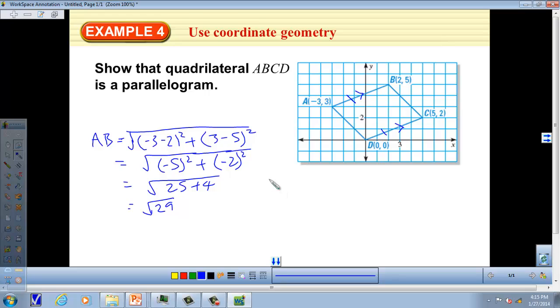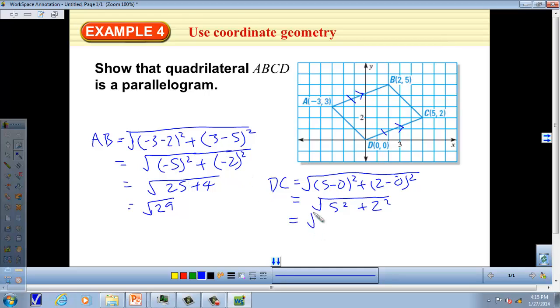Now we're going to do the same thing for DC, and we've got (0, 0) and (5, 2), so I've got (5 - 0) squared plus (2 - 0) squared. If you notice, the numbers are going to be the same as in the first case. We'll have 5 squared plus 2 squared, which gives the same answer as negative 5 squared and negative 2 squared. So it's also the square root of 29. Right now, we can state that AB is congruent to DC.